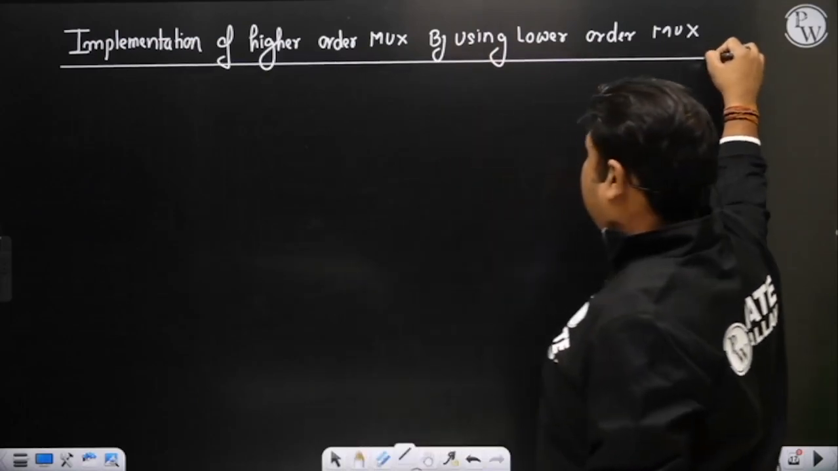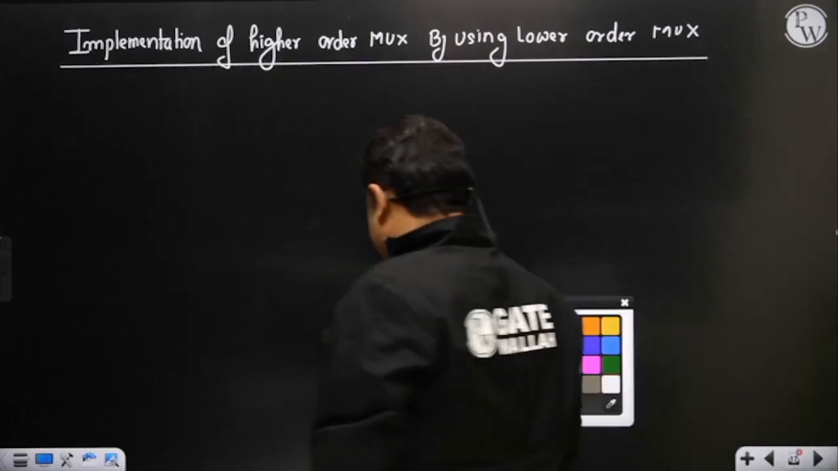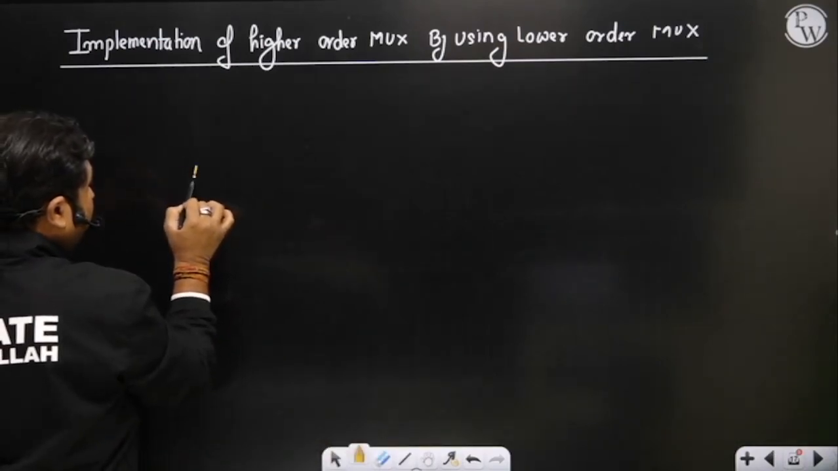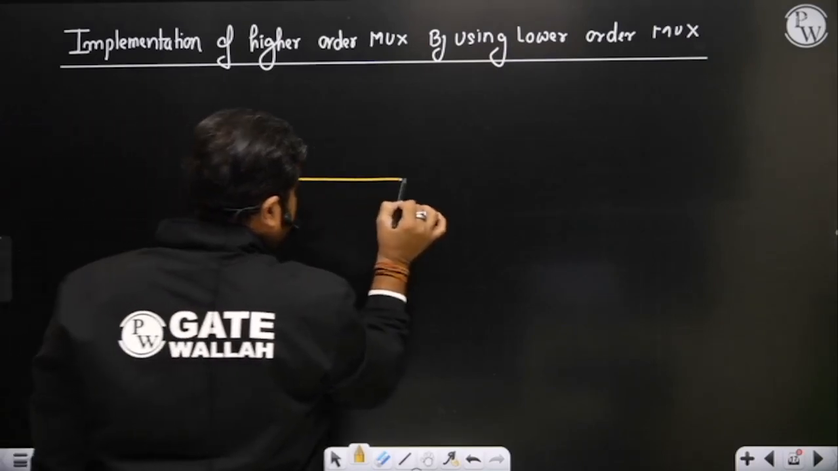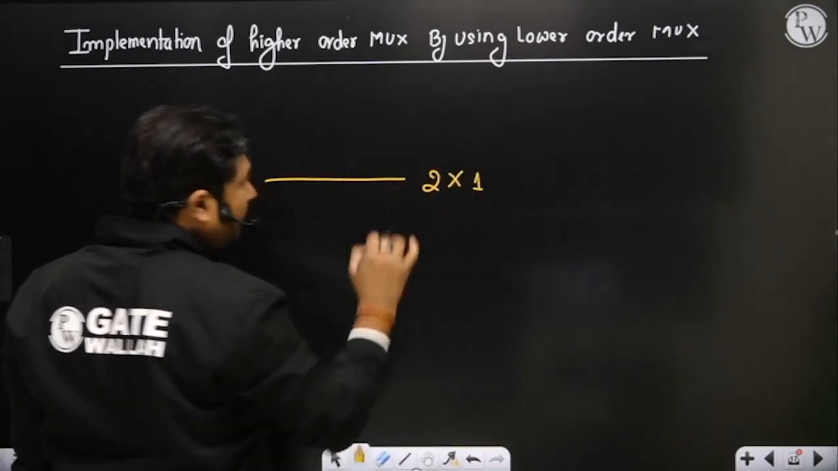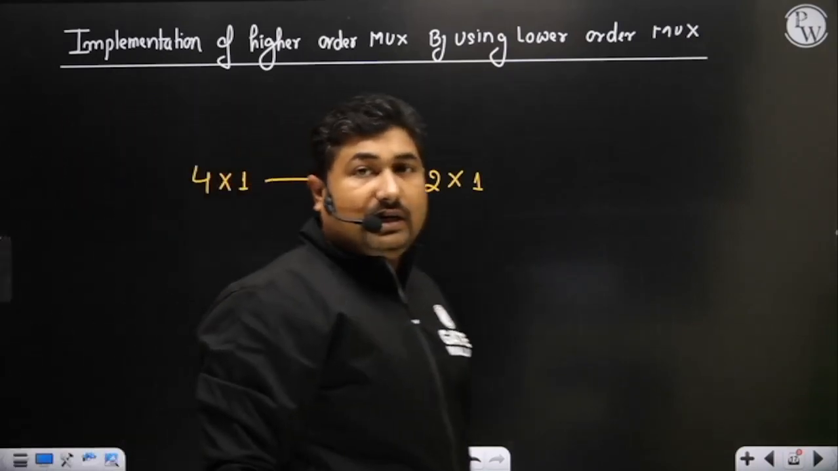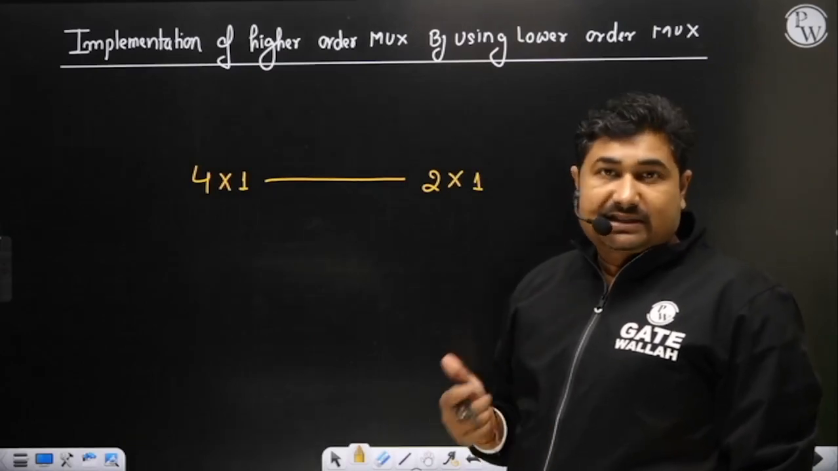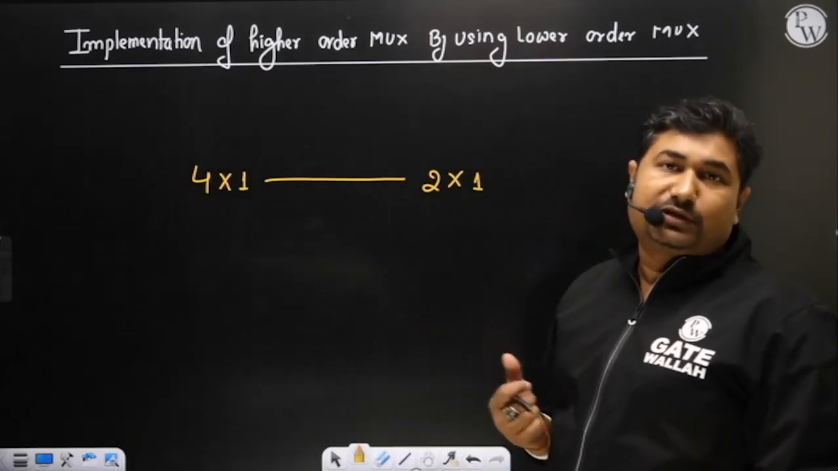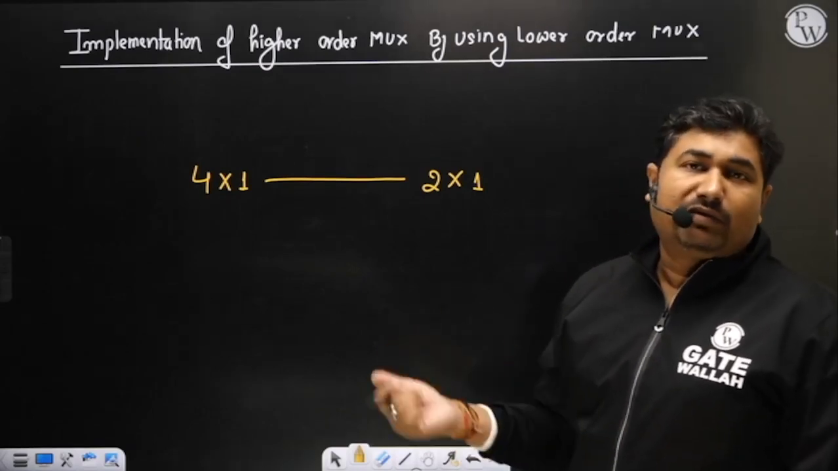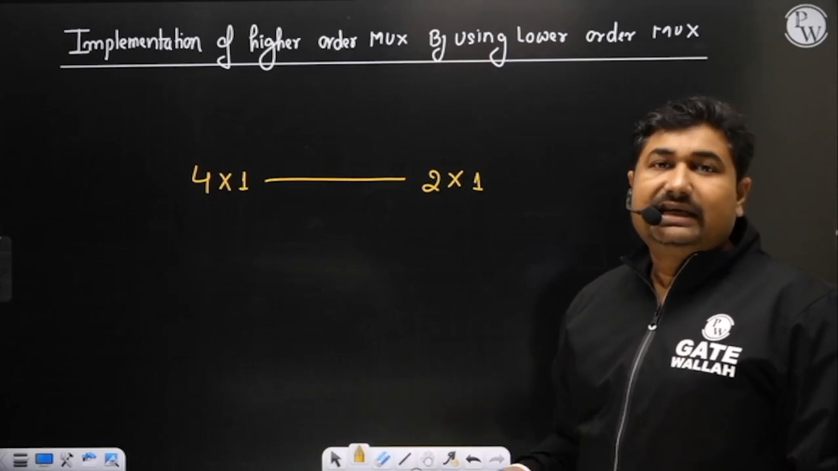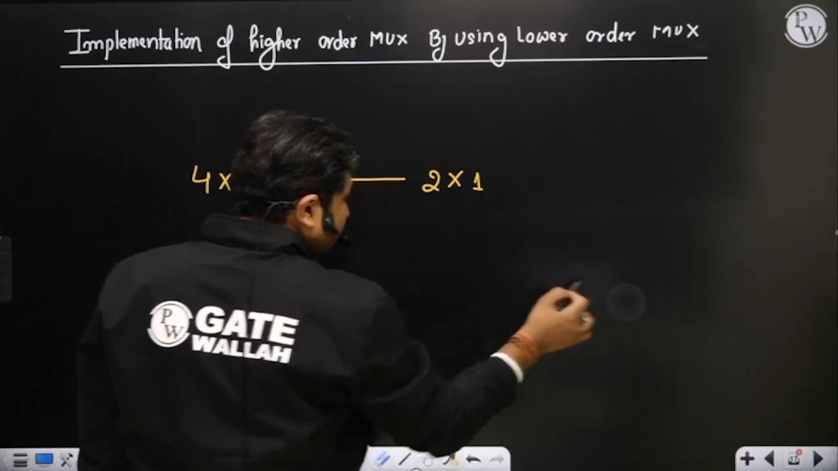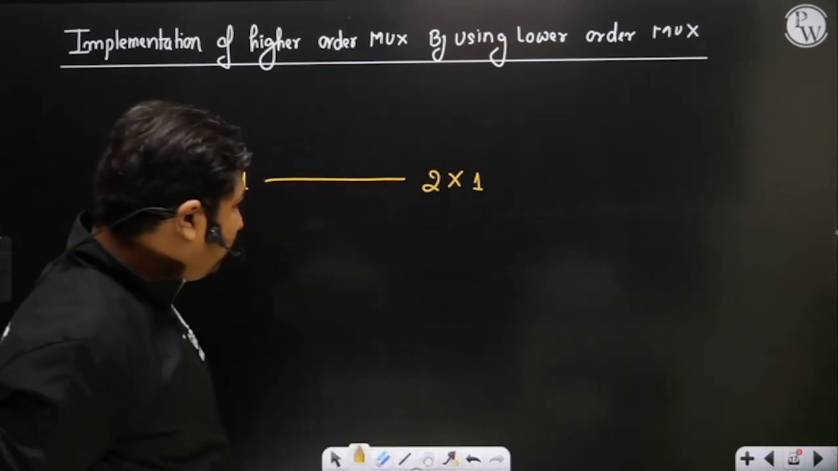Implementation of higher order multiplexer by using lower order multiplexer. Whenever you have to implement a higher order multiplexer, let us suppose we have to implement size 4 cross 1 by using 2 cross 1. How many 2 cross 1 multiplexers are required in order to implement a 4 cross 1 multiplexer? Suppose I need to perform a 4 cross 1 multiplexer operation, but the available size is 2 cross 1. So how to connect, and, sir, I am also interested in how many 2 cross 1 multiplexers are required.